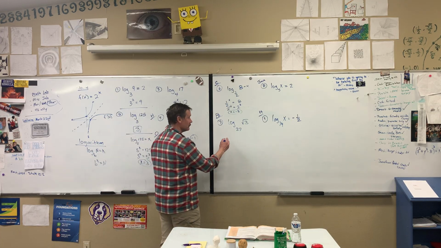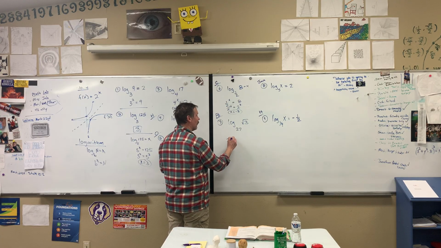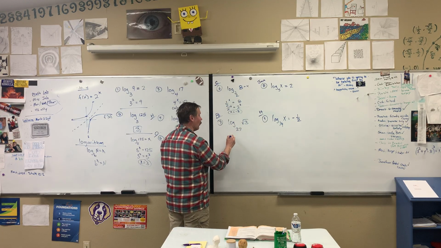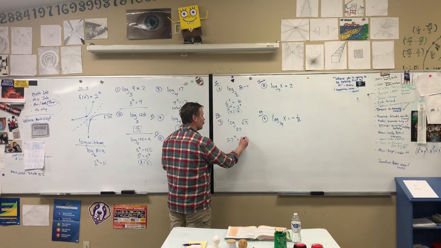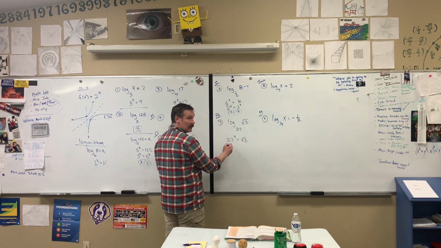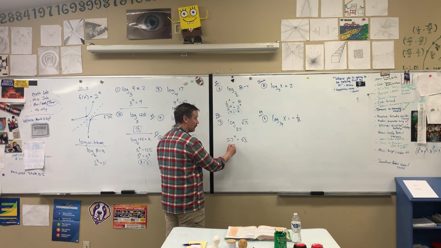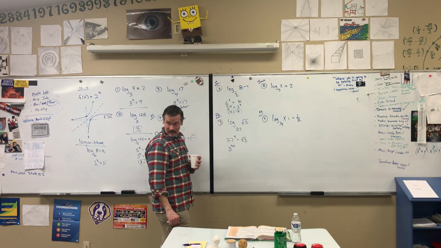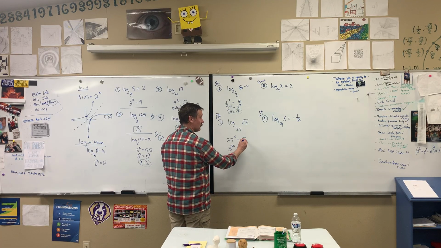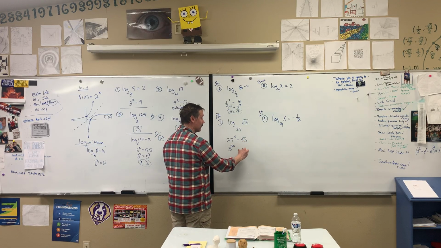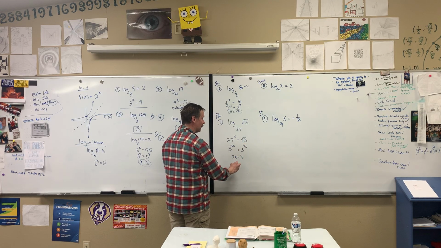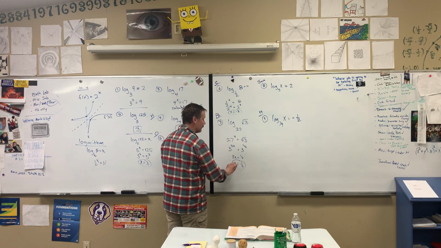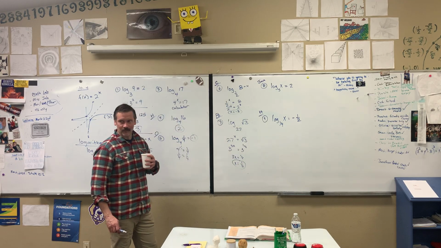We got 1/6. Let's check it out. 27 to the what is equal to √3. Powers of the same base, what's the base going to be? 3 to the 3x, right? Because 27 is 3 cubed. And then 3 square rooted, we turn that into what? 3 to the 1/2. So 3x equals 1/2. X is equal to 1/6. Okay.